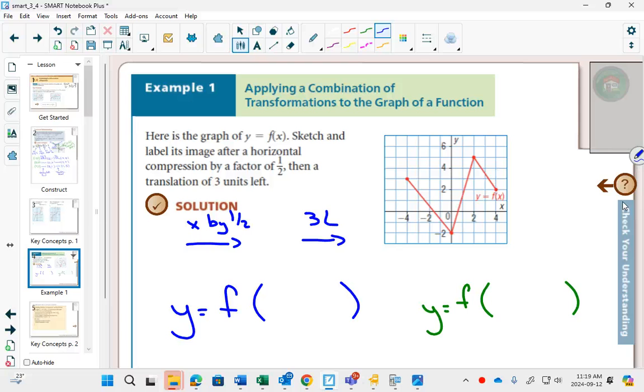X by 2 is a liar, so I need a 2x. And 3 to the left is a liar, so I'm going to need a +3. I could write it that way, or I could write it this way with the x plus 3 in brackets. Those two are different because with the brackets I'd have to distribute. This is really 2x plus 6. And this is 2x plus 3. One of them is right, one of them is wrong.